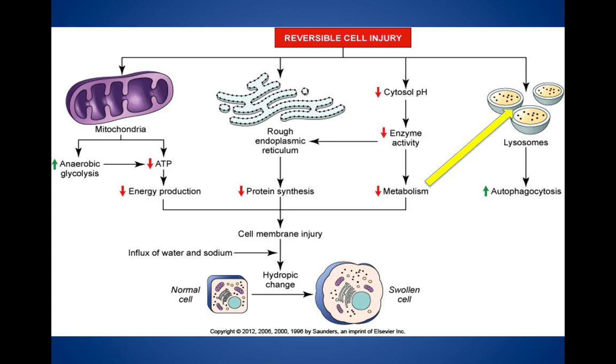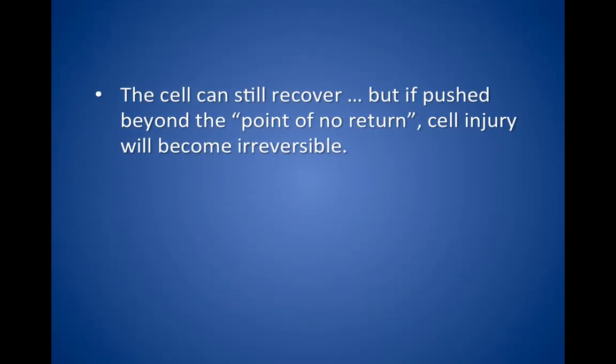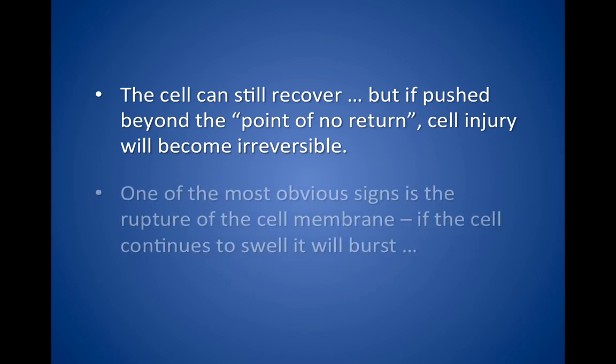And the cell's lysosomes become overburdened with cleaning up all the mess. Enzymes leak into the acidified cytoplasm and begin to digest the cell's own components. In other words, autophagocytosis increases. The cell can still recover, but if it is pushed beyond the point of no return to where homeostasis can no longer be restored, reversible cell injury will become irreversible.